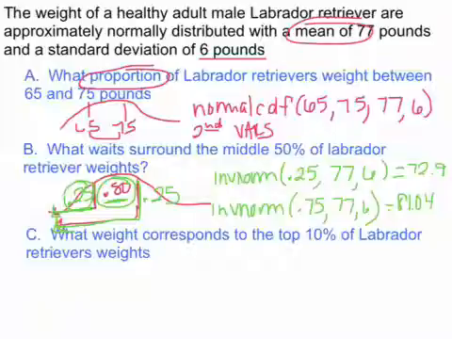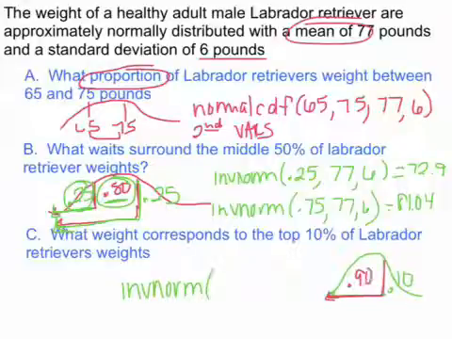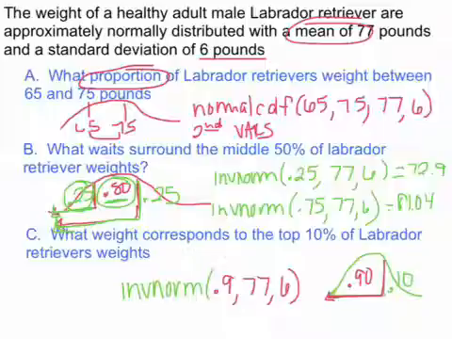Part C is the last one. I want the top 10%. So what weight? Weight is an observation, so we're going to use inverse norm. And I want the top 10%, so let's go ahead and draw that out. Here is the top 10%. But when I use inverse norm, I use what's behind. So in this case, I need to know what this area is, which is 90%. 0.9, the mean, the standard deviation. Hit enter, and it will give you your decimal.